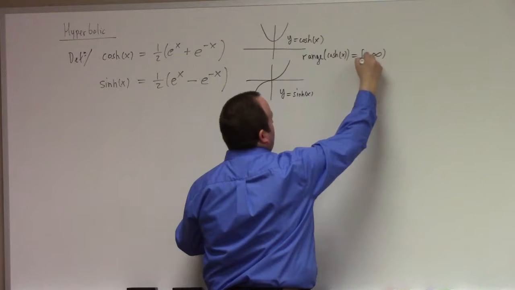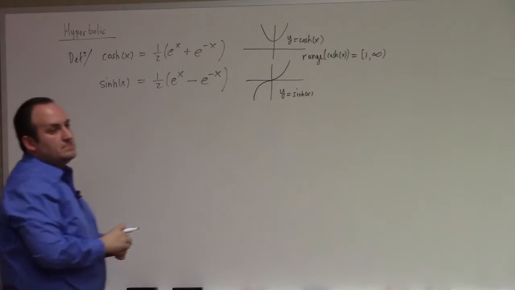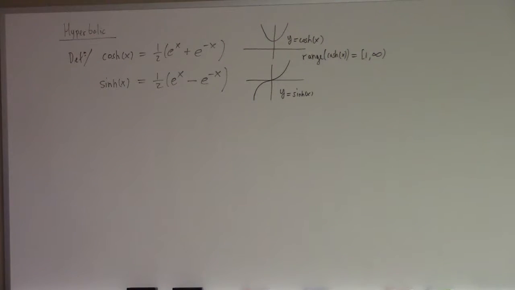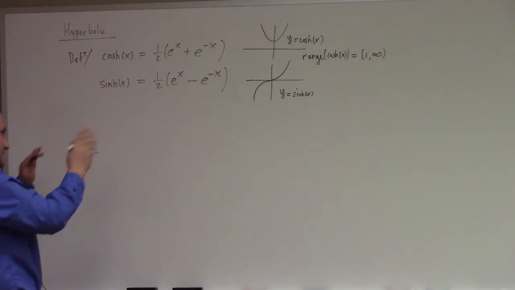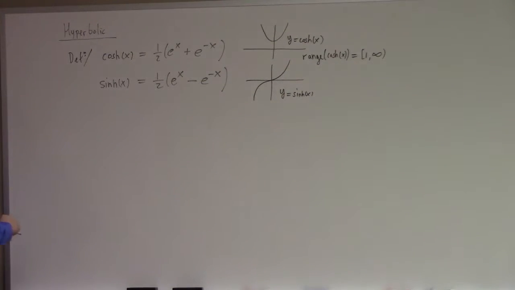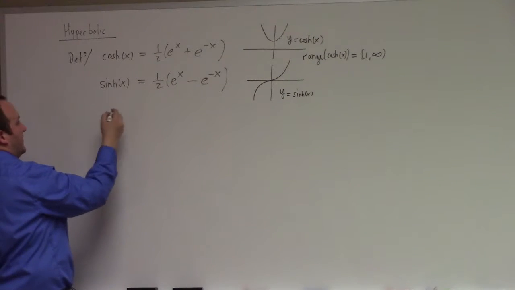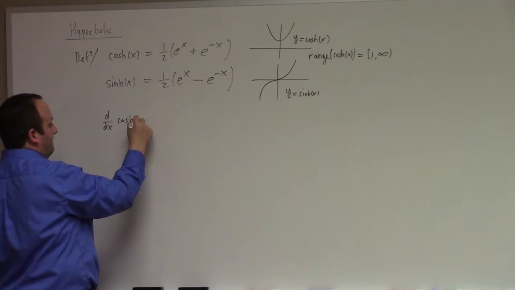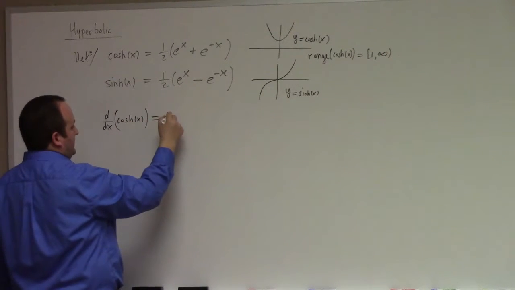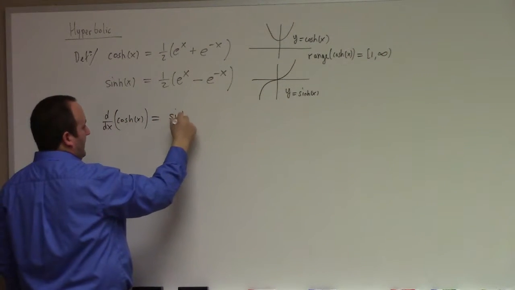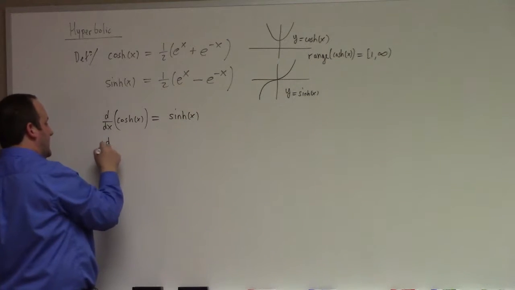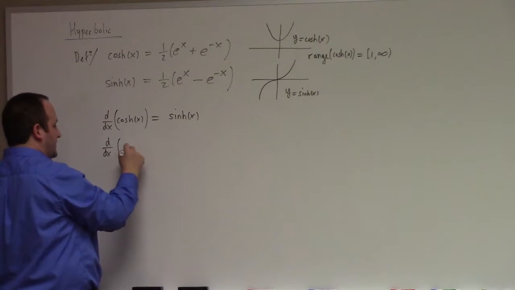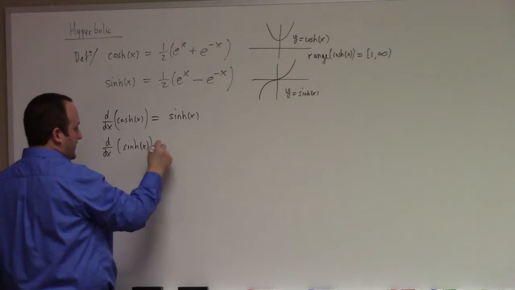Which cosh of what gives you 1? Yeah, cosh of 0 is 1. So that's the basic thing: their graphs. The other thing important, obviously, that you need to know is the derivative with respect to x of cosh x. What is it? It's sinh x. And the derivative with respect to x of sinh x is cosh x.